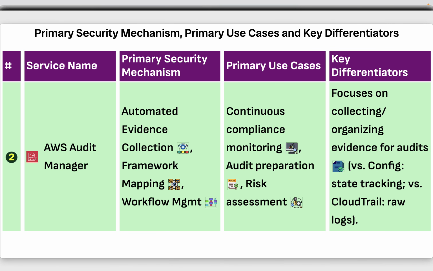Next we have AWS Audit Manager. The primary security mechanism is automated evidence collection, framework mapping, and workflow management. Primary use cases are continuous compliance monitoring, audit preparation and risk assessment. Key differentiators are that it focuses on collecting and organizing evidence for audits, versus other services. AWS Config manages the state, and this provides the audit. Second, we have a comparison with CloudTrail, which takes care of the raw logs.